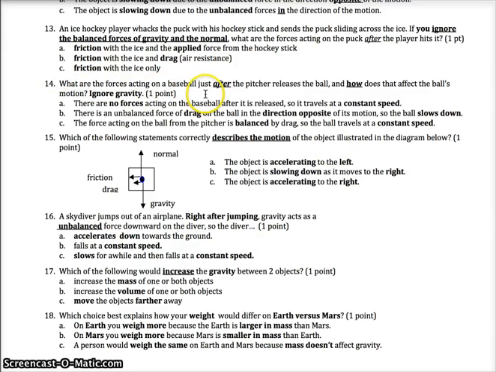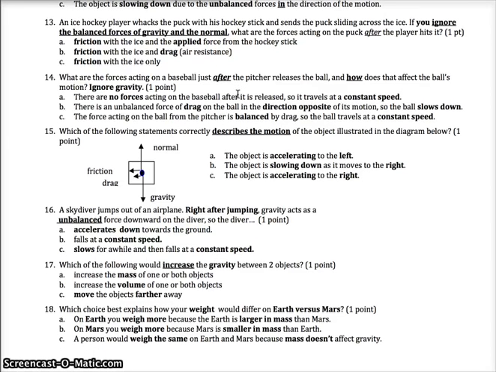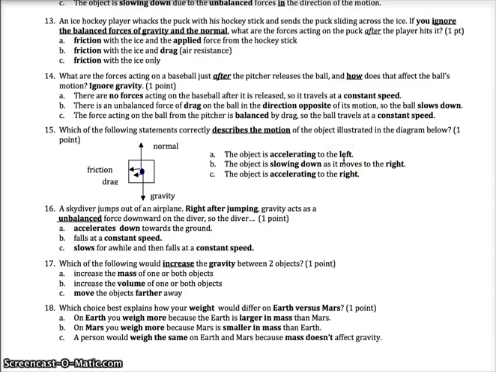So what are the forces on the baseball after the pitcher releases the ball, and how does that affect the ball's motion? Ignore gravity. So you have to decide again, is it balanced or unbalanced? And depending on if it's balanced or unbalanced, what forces are acting on the baseball.